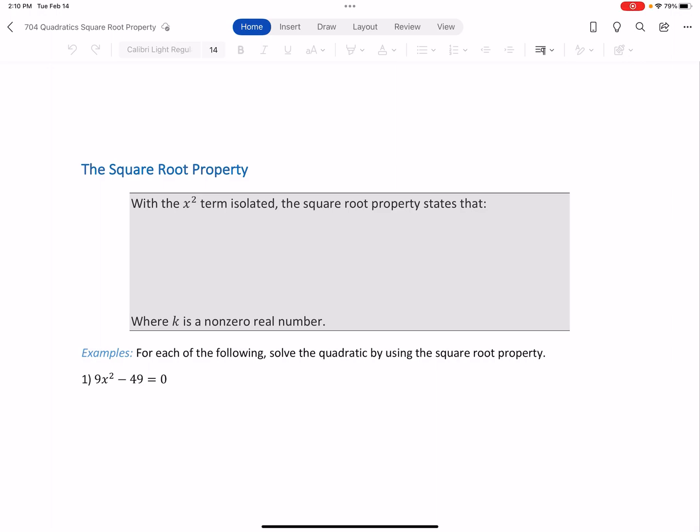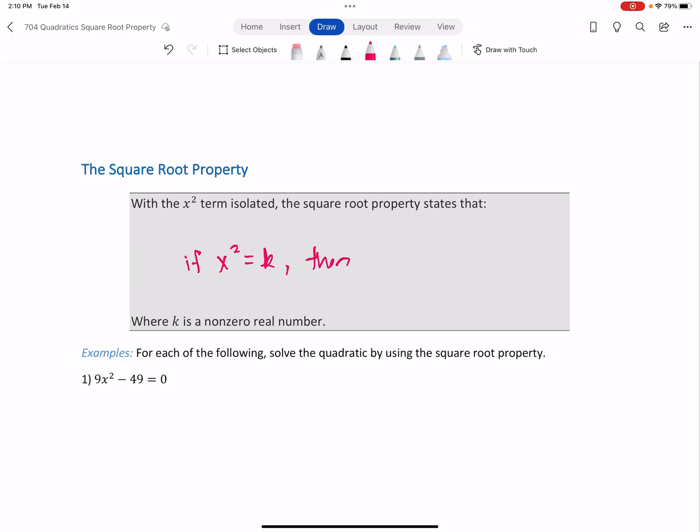Okay, another method that works for solving quadratic equations is the square root property. And the square root property says that with the x squared term isolated, if x squared is k, then x is plus or minus the square root of k, where k is any non-zero real number. So how do I use this to solve quadratics?